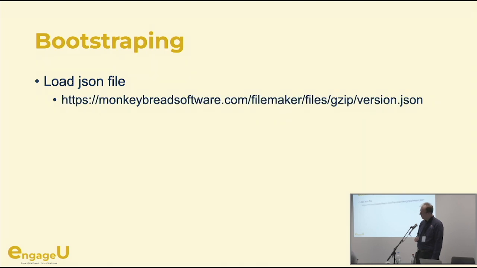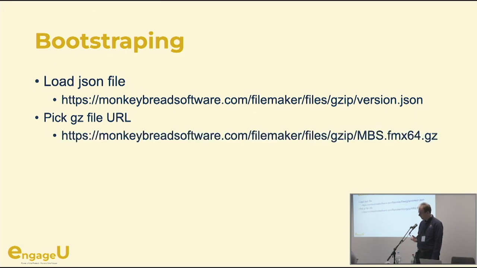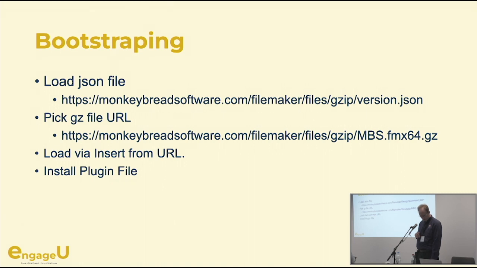Then bootstrapping. Some people like to automate the installation of the MBS plugin. And what do you do if you don't have a plugin yet and you like to get it? You can load a special JSON file from our website. This JSON file contains details about all the available versions, about the available plugins for the current version. Then you can pick the right URL, download this URL with Insert from URL into a container field, and then use the Install Plug-In File script step to install.